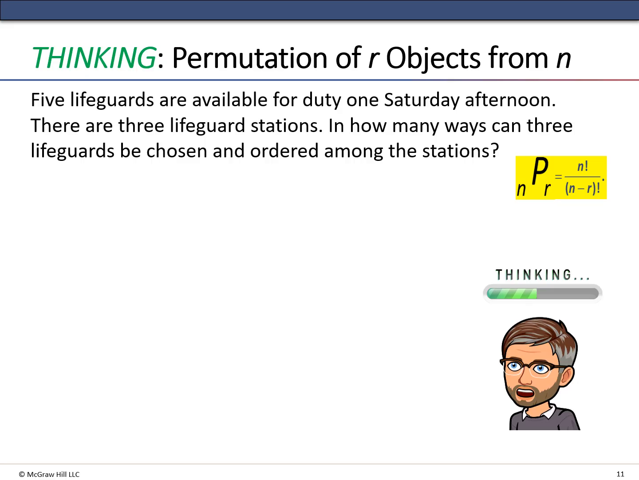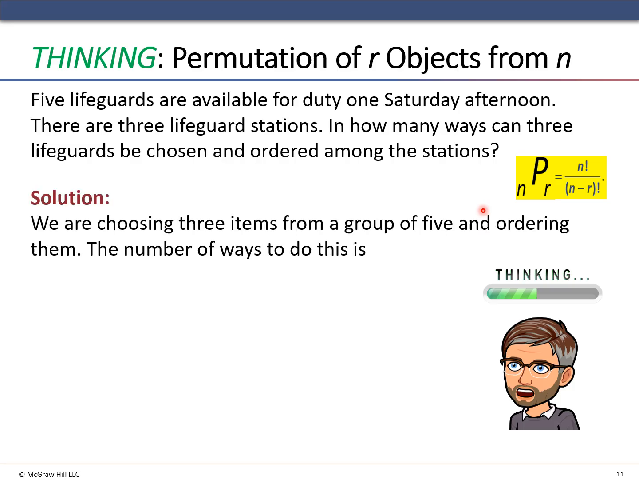So let's try another one. 5 lifeguards are available for duty one Saturday afternoon. There are 3 lifeguard stations, and how many ways can 3 lifeguards be chosen and ordered among the stations? Again, it says that they're ordered, so a lifeguard at station 1 would be different than a lifeguard at station 2, etc. So although you're creating a shift of 3 lifeguards, you're actually assigning them to specific stations, so each one is a little bit different, and that's why the order matters. Again, see if you can do this. Hit pause and then come back.